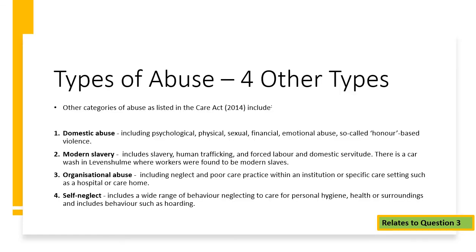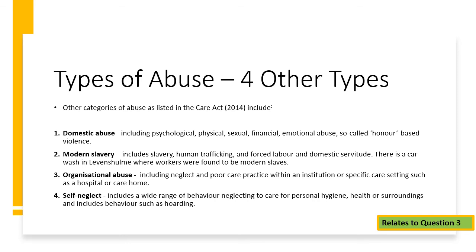These are the other 4 types of abuse as listed in the Care Act 2014, and they include domestic abuse, and within domestic abuse this can include psychological, physical, sexual, financial, emotional abuse, so-called honour-based violence. Modern slavery, and there's been a lot over the news just lately about slavery, and this includes slavery, human trafficking, forced labour and domestic servitude. And there's actually a car wash in Levenshulme where workers were found to be modern slaves.